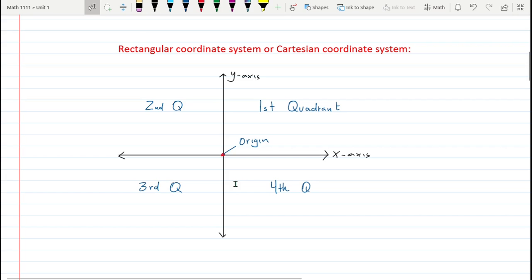And as we can see, it creates 4 sections, and they're called quadrants. So this would be considered the first quadrant, and we read them counterclockwise. So first, second, third, and fourth quadrant. And where the horizontal axis and the vertical axis meet and equal 0, that's called the origin.